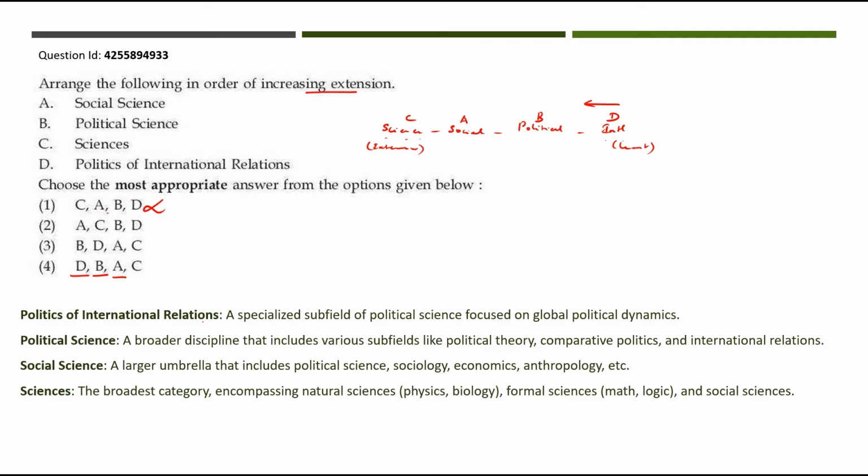Science will be the broadest category encompassing natural sciences, which is physics, biology, formal sciences, which is mathematics, logic, and then we have social sciences. This science category will be the broadest category. We have C here. So this will be in the order of increasing extension. Option number 4, DBAC will be the right answer. D has the least extension, which is most specific, and C has the greatest extension, which is most general. So increasing extension means we have to move from specific to general.